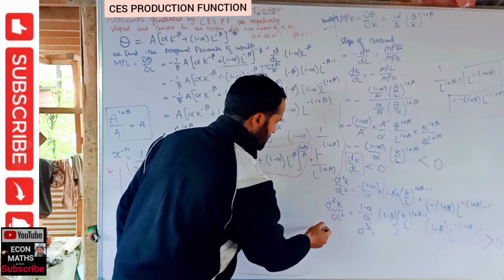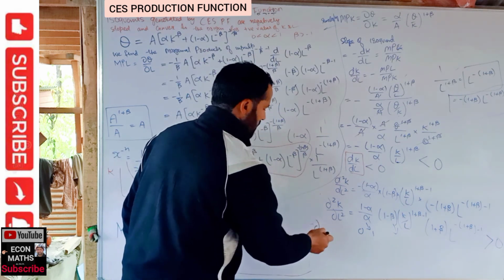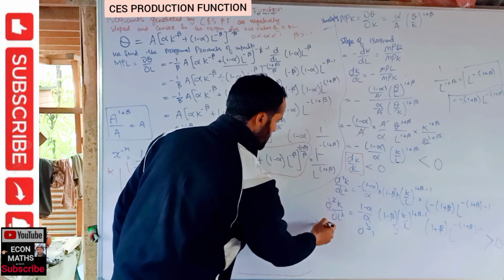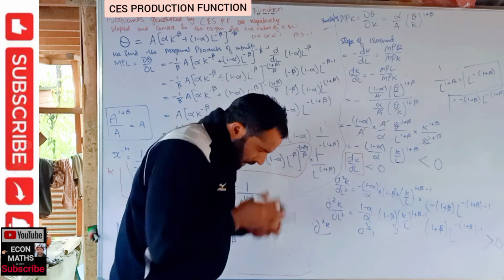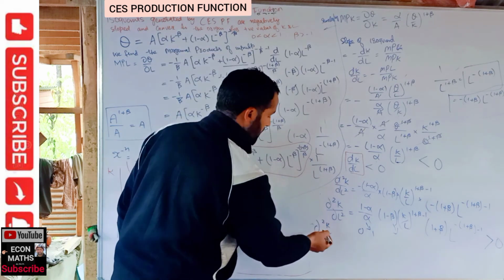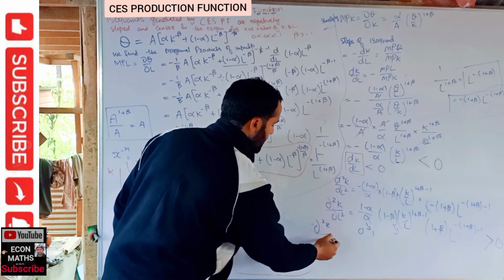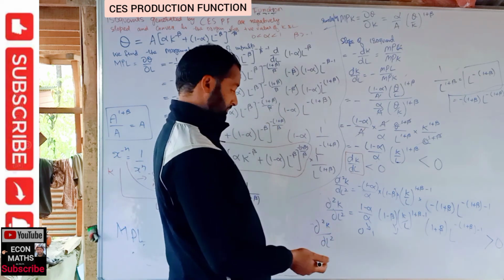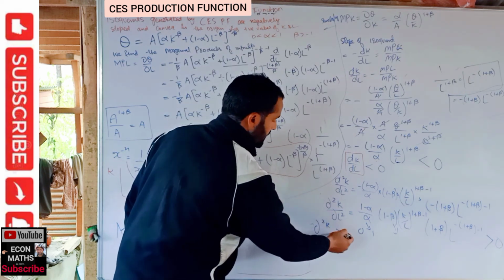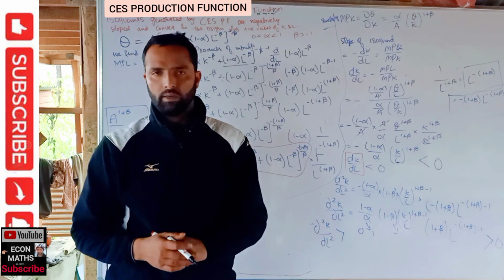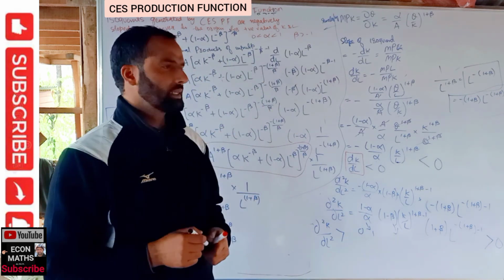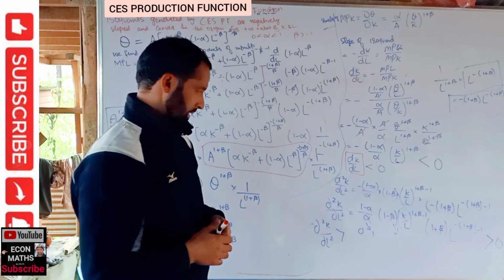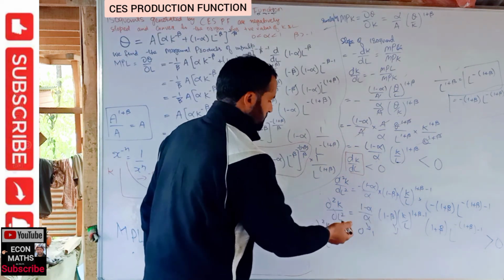That means d square K divided by dL square is greater than 0.